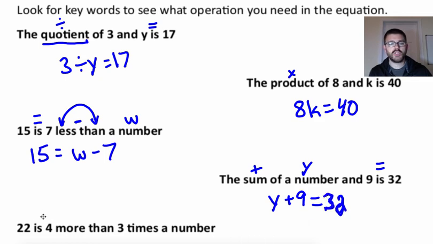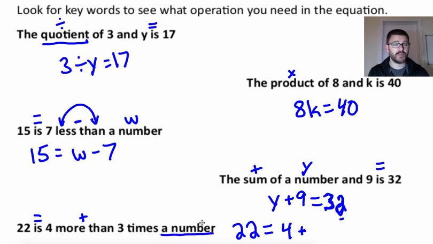And then our last one, 22 equals 4 more than means to add. So 4 plus 3 times a number. Remember, for a number, since we don't know what that number is, we just put in a variable, w. 3 times w. Remember, when a number and a variable are being multiplied, we just write them right next to each other. And that's our quick introduction to equations. The whole idea is now we have that equal sign in there, so we have 2 sides to the equation, and we just want to make sure we figure out what number goes in place of that variable in order to make it a true statement.